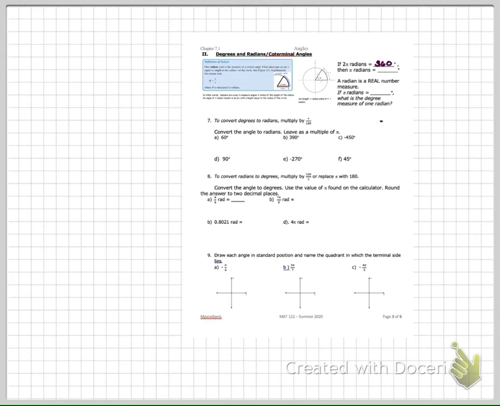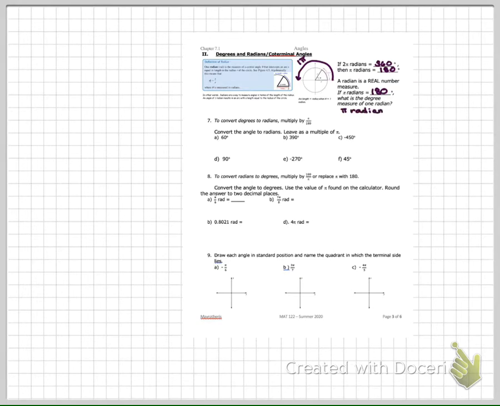Okay? And so if it's 2 pi radians all the way around, if we go halfway around, that's just going to be 1 pi. So 1 pi radian is 180 degrees. Okay? So a radian has to be a real number. We have got 1 pi radian equals 180 degrees, and so people sometimes wonder, students often wonder, how big is 1 radian?